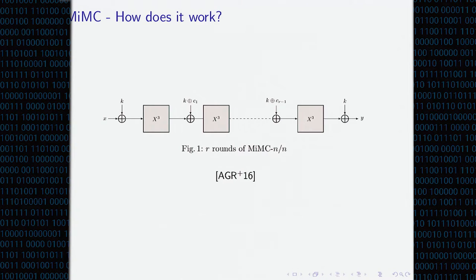So this, in fact, works over binary fields and also prime fields. We have the input x and the secret key k. We cube it. Then we add to the output some key and some constant. Then we cube it. Then again we add to the output the key and some constant. Then we cube it and so on. So this is how an n-round MiMC works.